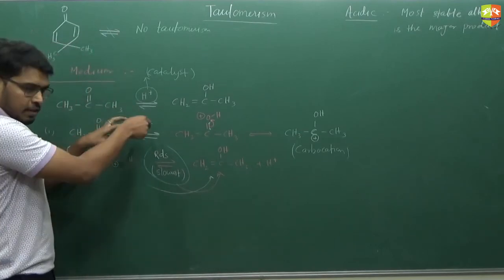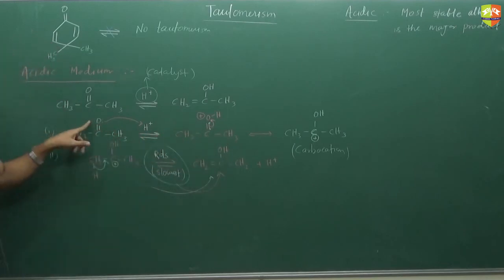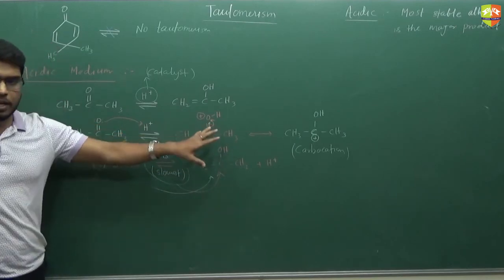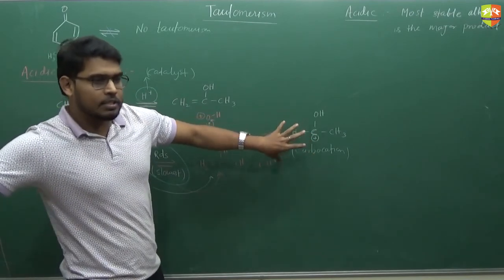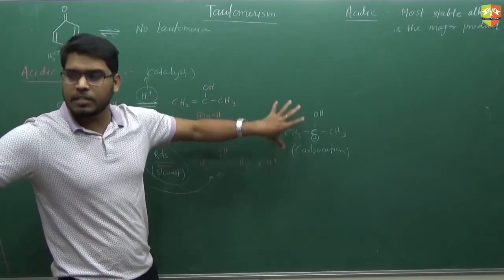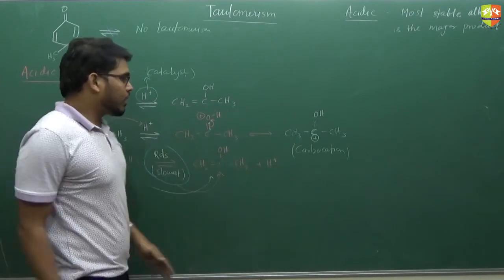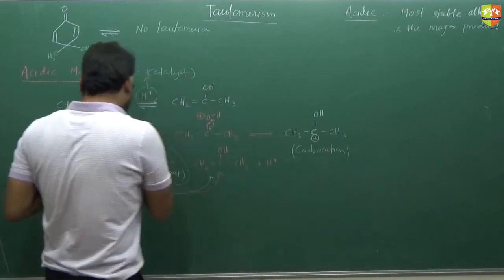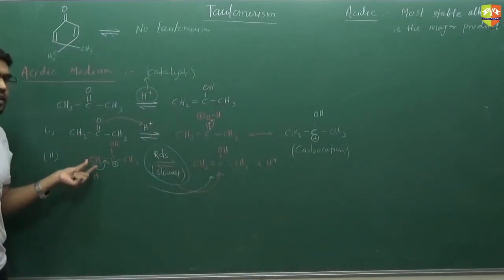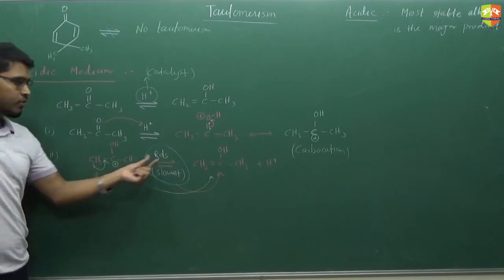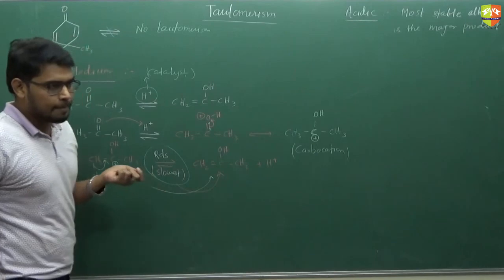But in the acidic medium, the reaction goes this way. Lone pair of oxygen takes this H plus and forms a carbocation. If we have more than one carbocation possible, then we say, okay, this carbocation is the more stable one. So we'll form this carbocation and we'll get the product according to the more stable carbocation. But you cannot compare an intermediate and reactant. You can compare two different reactants, which one is more stable. Two different products you can compare. Two different intermediates you can compare.